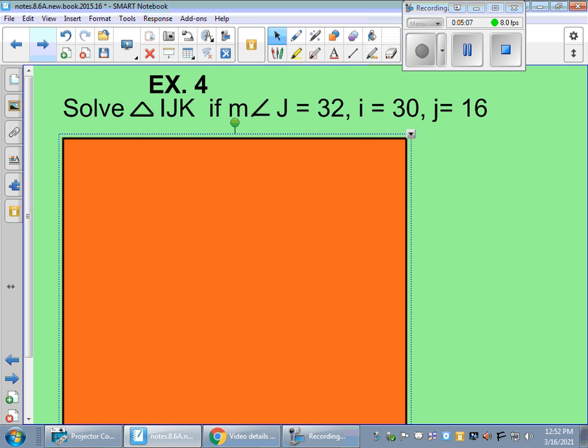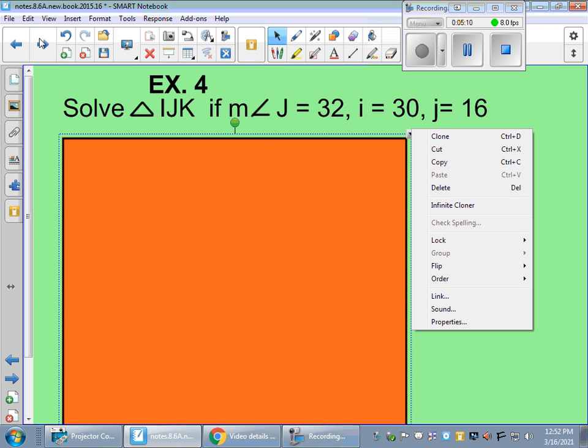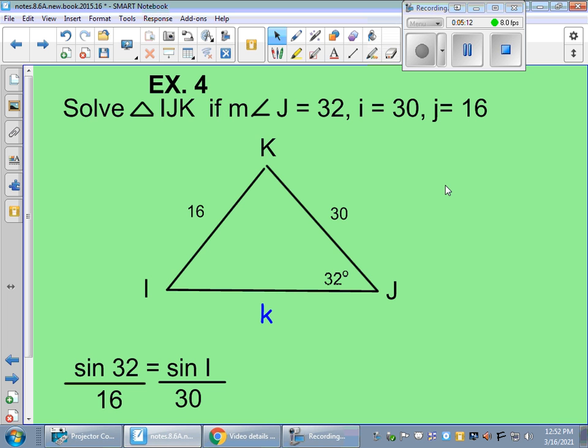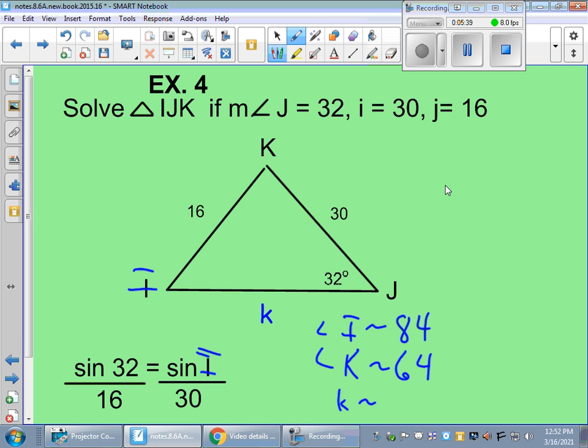I'm going to put the answer to this one here, but it's the same concept. I'll just put final answers and hopefully you get there. So solving this, and this is supposed to be a capital I, so capital I right here. In solving for that, I get that angle I is about 84, which then leaves me angle K to be about 64, and then side k, the little k there, is about 27.2.